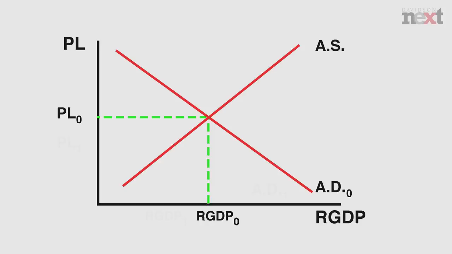And now there's a decrease in aggregate demand. The aggregate demand curve shifts to the left. So it moves from its original position, represented by AD0, to a new position represented by AD1.